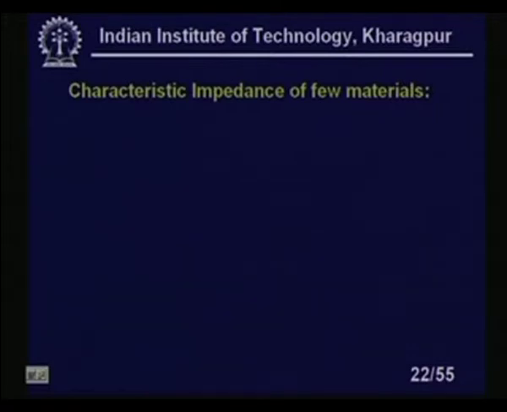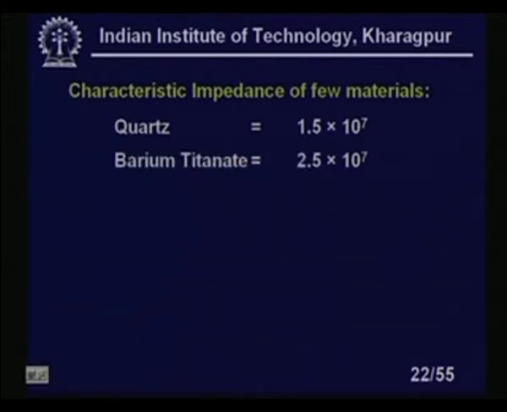Now, the characteristic impedance of a few materials. We will now jot down the characteristic impedance of a few materials. Quartz 1.5 into 10 to the power 7, then barium titanate 2.5 into 10 to the power 7, then polymer PVDF. We are using all SI units, please note.